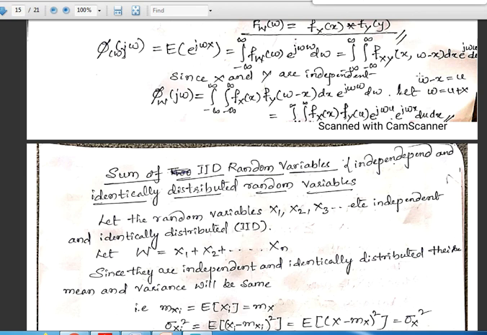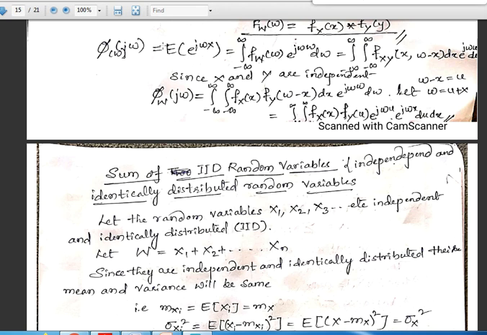When we substitute w minus x as u, then w becomes u plus x. So e to the power of j omega w is e to the power of j omega u times e to the power of j omega x, with du dx. This is nothing but fx of x and fy of u du, with e to the power of j omega u, which is the multiplication of the two.